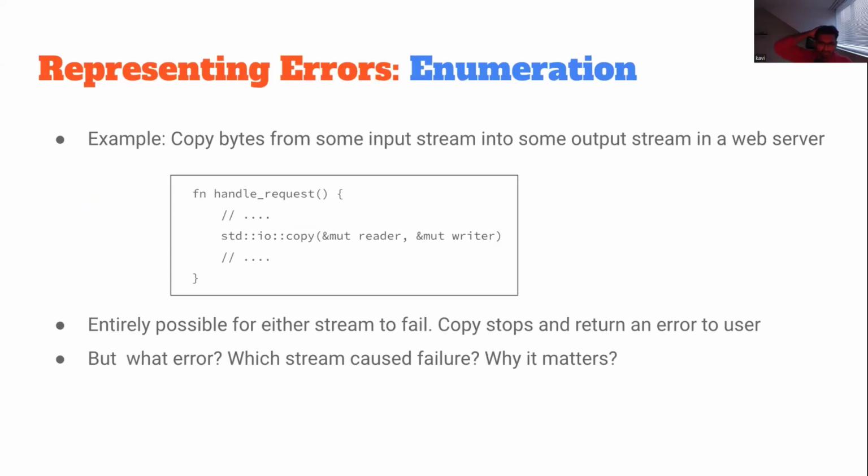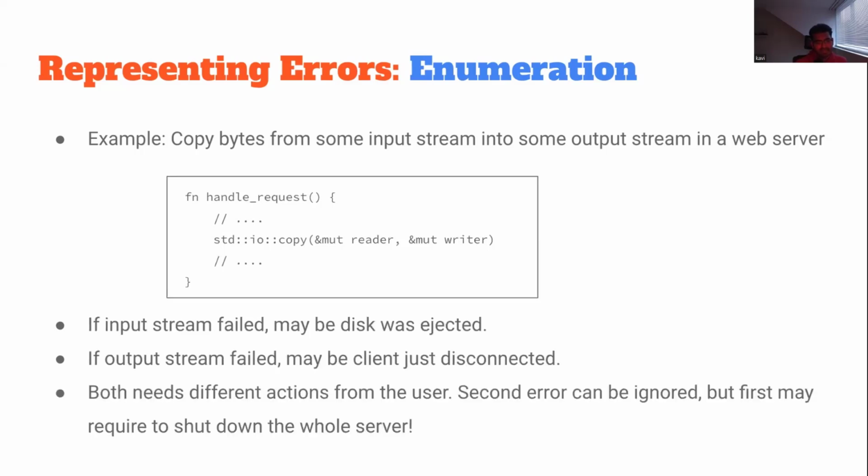One small example to understand enumerated errors is, let's say you have some web server that is just copying some input stream into an output stream. This copy can fail, of course, and it's completely possible that one of the streams has failed. But if that does happen, what do you tell the user? Do you tell them which stream caused the failure? And why does this matter? Why do we need to differentiate this error?